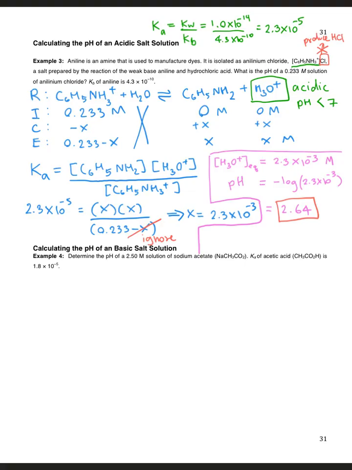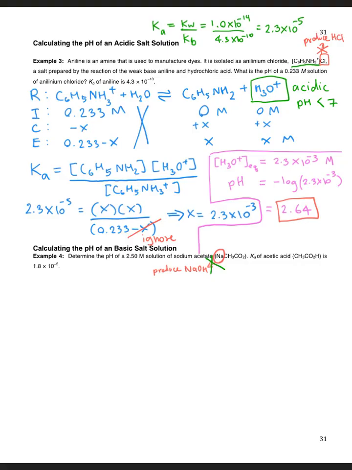Now let's take a look at the next salt, sodium acetate, in example 4. If you look at the sodium ions, we already classified these sodium ions. When sodium ions react with water, it's going to produce sodium hydroxide. But because sodium hydroxide is a strong base, that means this will not happen. Sodium will stay as itself and will not react with water to produce sodium hydroxide.